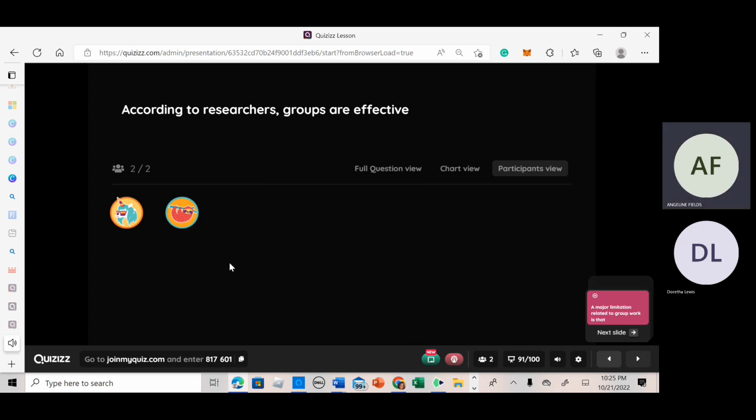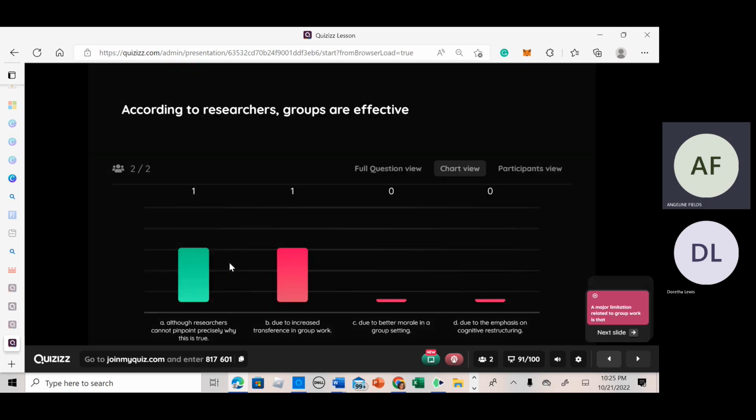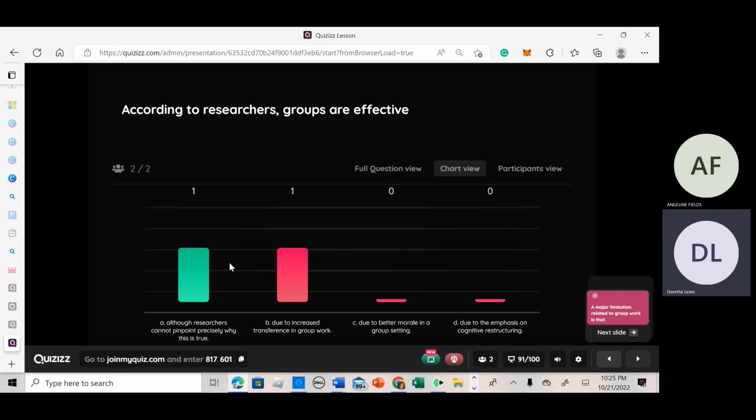According to researchers, groups are effective, although researchers cannot pinpoint precisely why this is true. That goes back to the explanation about why it's split, and why I said research is undecided about how effective the groups are and what way would be most effective to run groups.